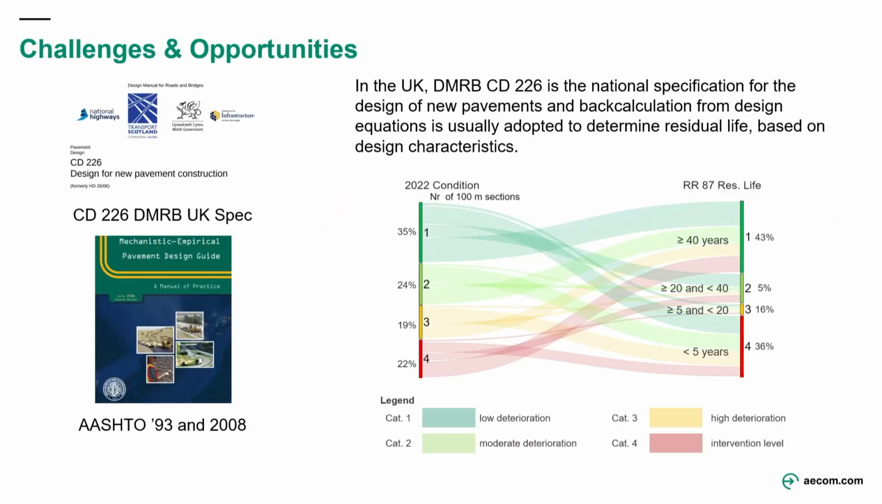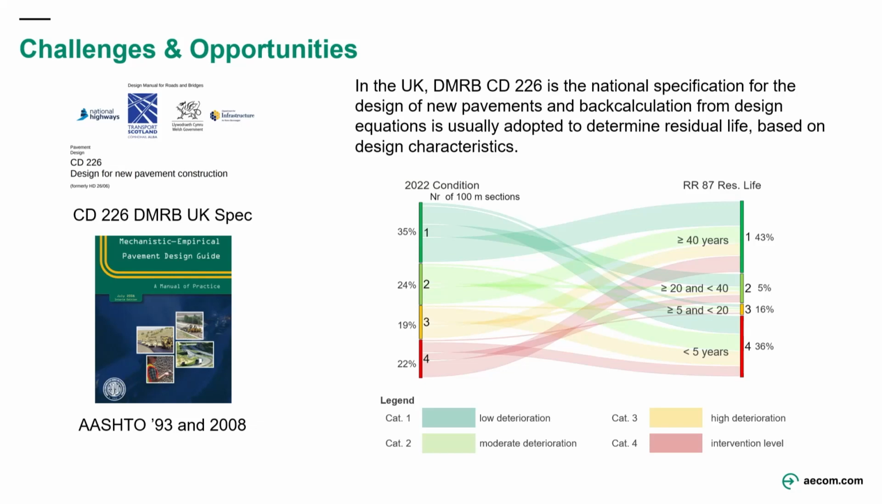But let's start from the standards. So DMRB clause 226 is probably our standard for pavement design. And this historically includes direction of also how to calculate residual life based on the RR87 model. This has been used for many years to calculate residual life, but the concept of residual life, especially for concrete pavements, rarely reflects what the condition of the network is.